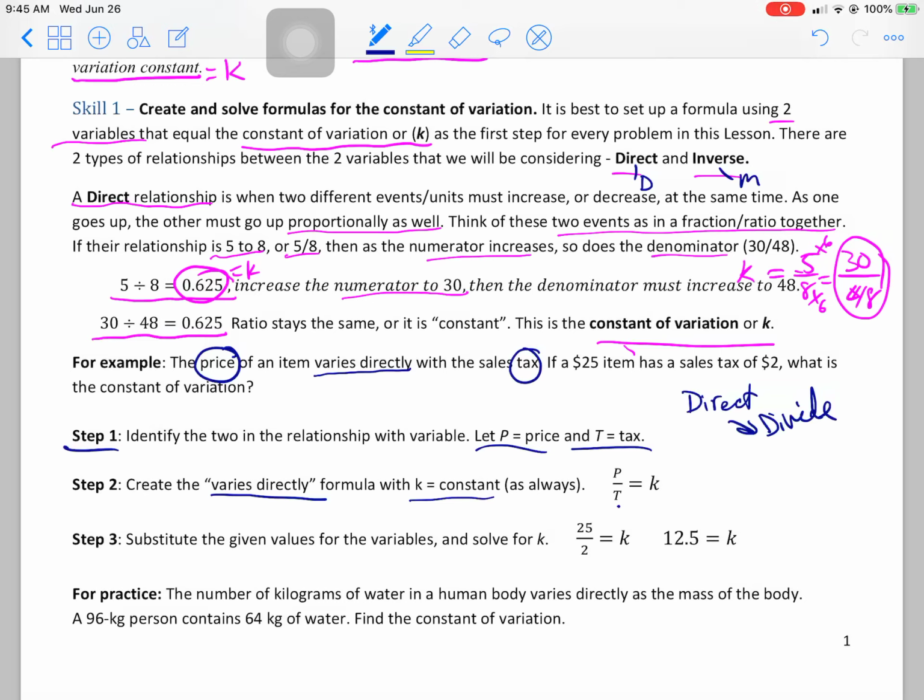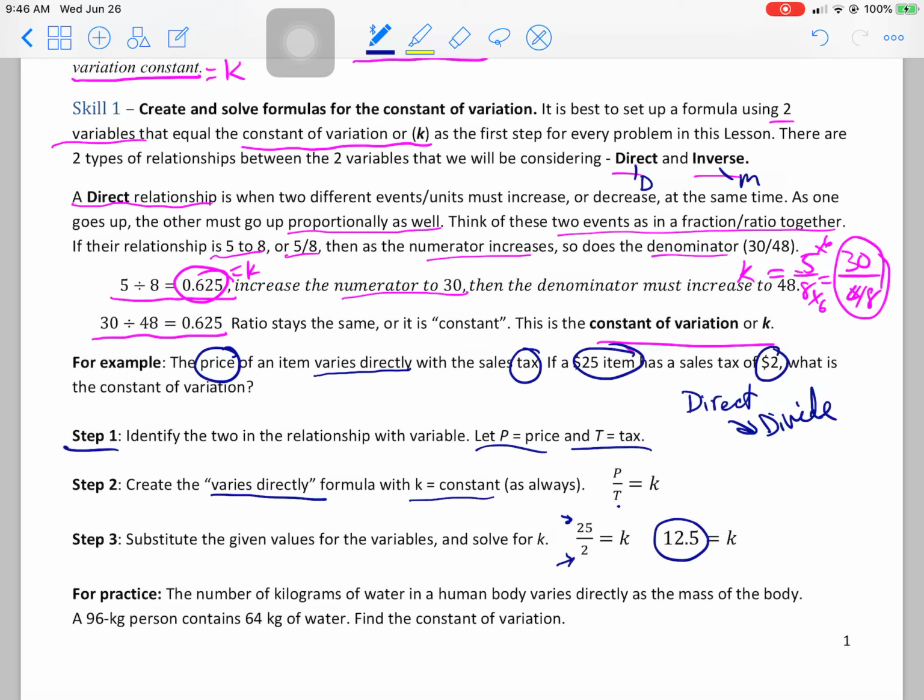And then they're going to give you two pieces of information. A $25 item, that's a price, right? Has a tax of $2. If you take 25 and divide it by 2, you get the constant of variation, or K, of 12.5. That's it. So a couple of questions are just going to ask you for the constant of variation. Most of the problems are going to go on to ask you some more information about that, but we'll cover that in just a second.